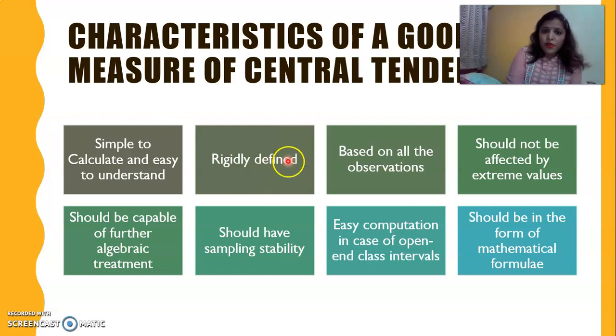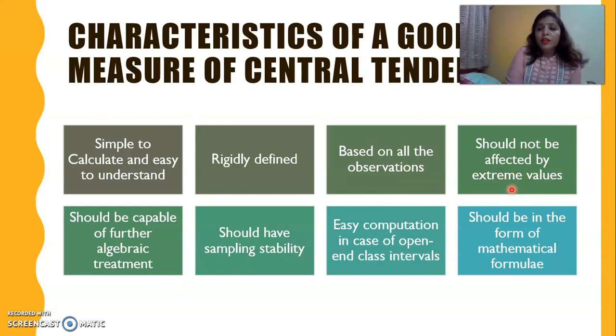So a good measure of central tendency should be rigidly defined. It should be based upon all the observations. So if there are 150 data sets in the data, then a good measure of central tendency should be based upon all the observations. Then it should not be affected by extreme values.